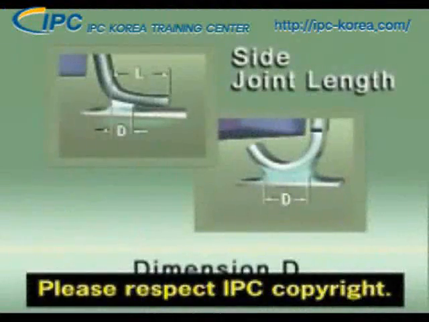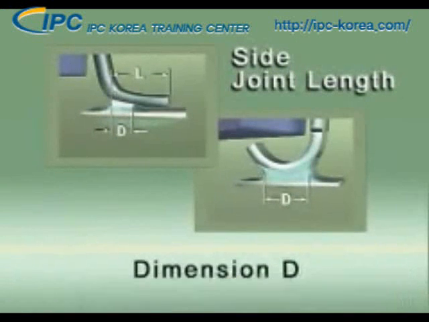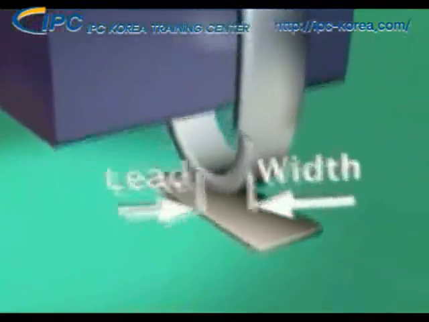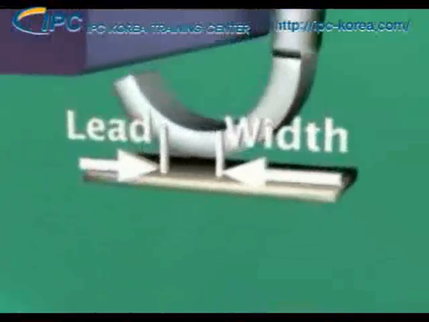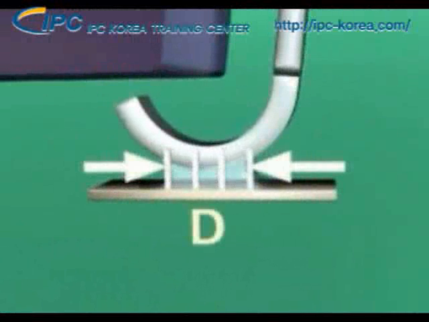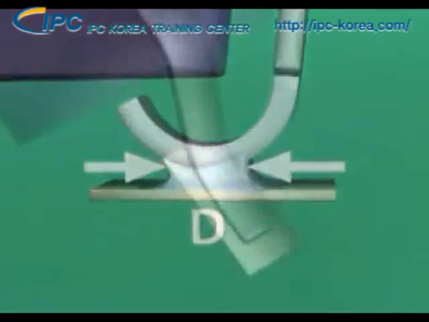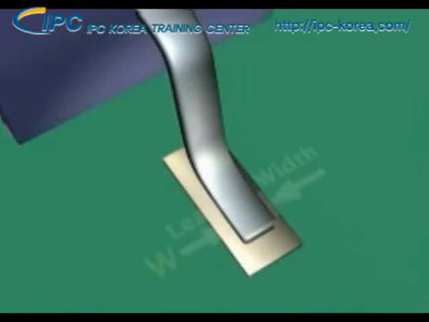Side joint length, or dimension D, only relates to J-lead and gull wing components. The side joint length of the J-lead solder joint at its narrowest point should be a minimum of 1 1/2 times the width of the lead. Let's look at gull wing side joint length.